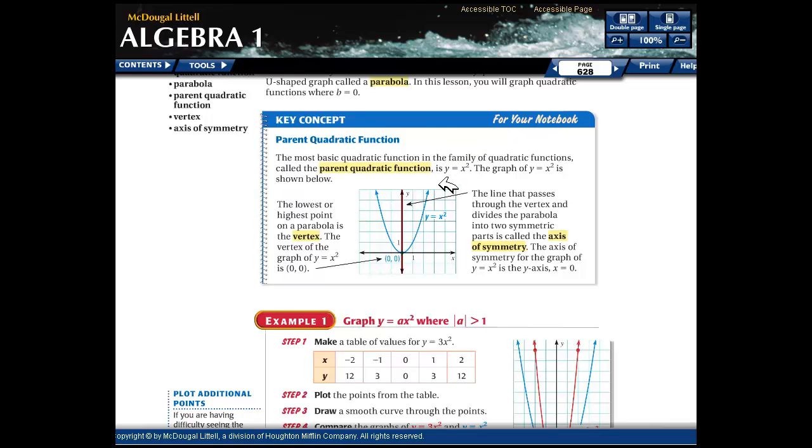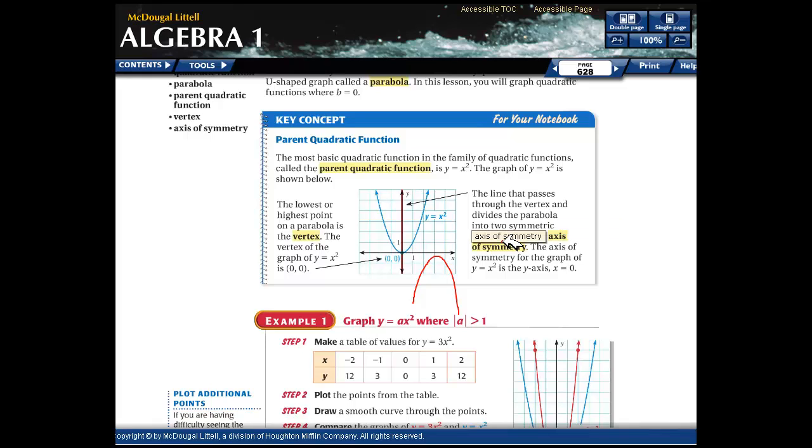There are a couple things that we need to know about this. One, it does have a vertex. The vertex of a parabola is, in this case, the minimum point, the lowest point. If it's flipped upside down, let's say it takes this shape, then in that case the vertex is going to be the maximum value, the highest point. So it depends on what shape it is. That's the vertex.